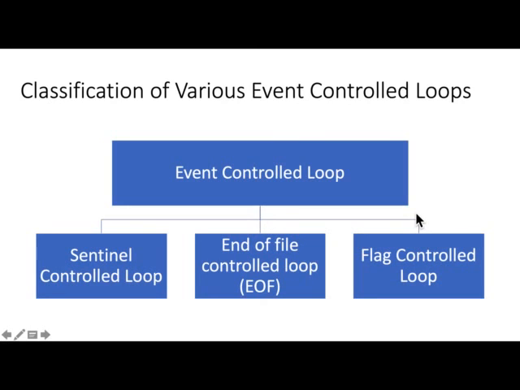So in next video, let's do it this way. Next video I'll only do a sentinel control loop because I think I have a video on that already. Then video after that I'll do end of file control loop and flag control loop. This one is the smallest one. And after that I believe I'll do nested loops and design example 5.